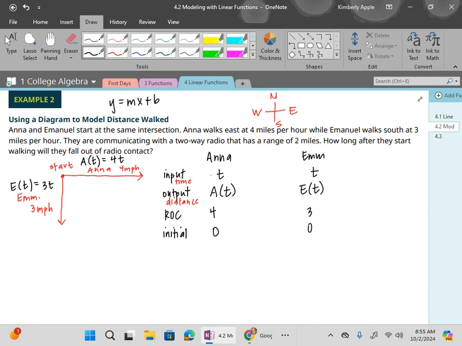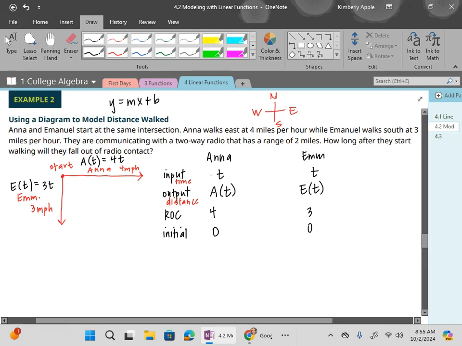So now there is actually a third changing quantity in this particular thing. Anna's distance is changing, Emmanuel's distance is changing, but the other thing that is changing, remember, we're talking about the range of 2 miles. That means how far they are from each other, right? So we have the distance from start for Anna, the distance from start for Emmanuel, but we also have this third quantity, distance from each other. Does it also depend on the time elapsed? Okay, let's just define this output.